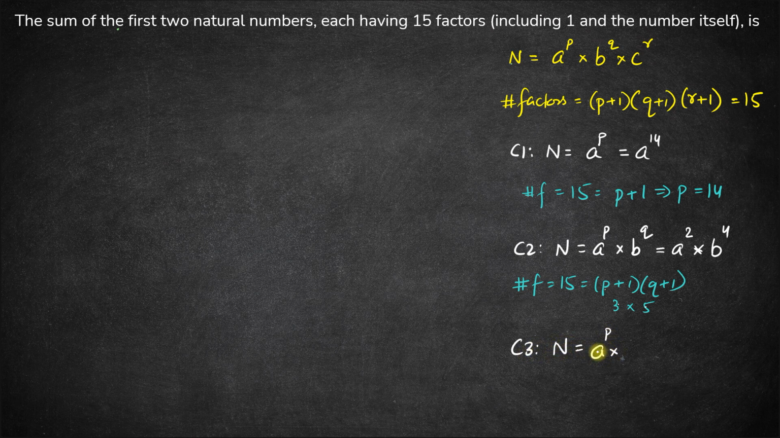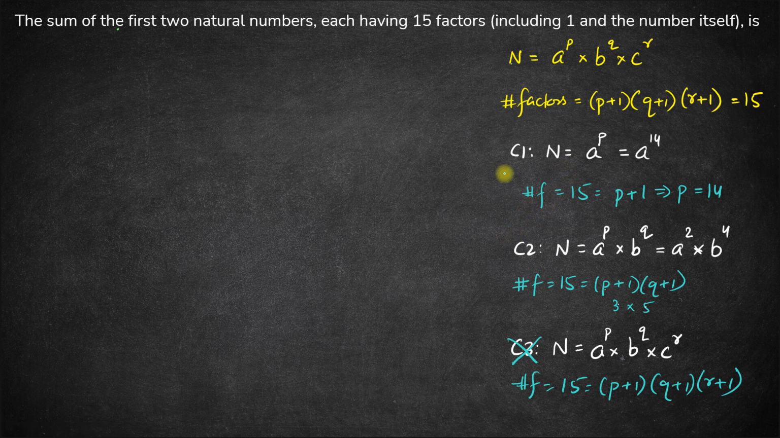Now, can the prime factorized form of n have three prime factors? Let's see: a to the power p into b to the power q into c to the power r. The number of factors, 15, should be the product of (p plus 1) into (q plus 1) into (r plus 1). Is it possible to write 15 as a product of three factors all greater than 1? No, it's not possible. When you wrote it as a product of two factors, both numbers came out to be prime, so it's not possible to break them further. So there are only two cases possible, case 1 and case 2.